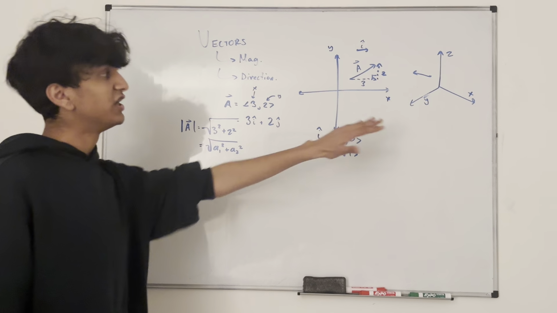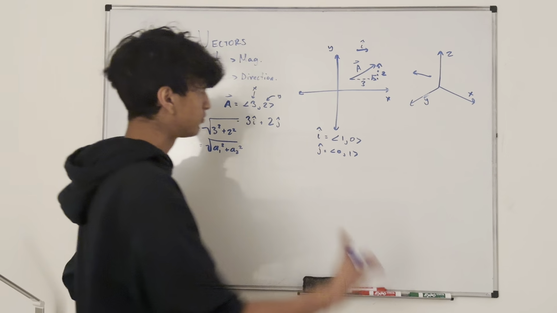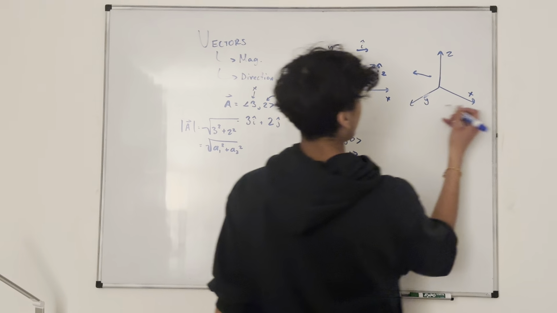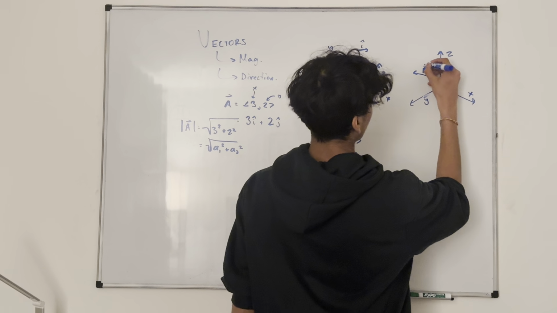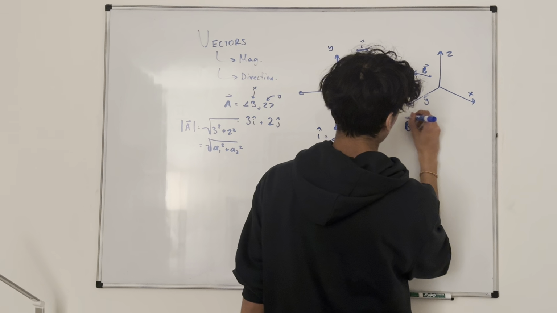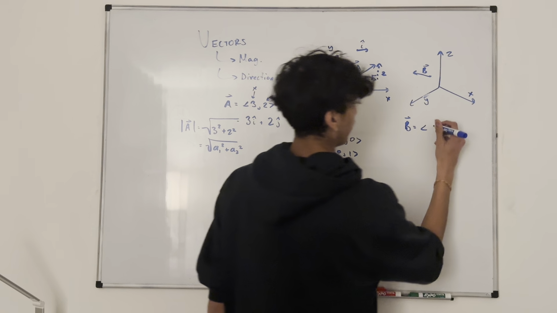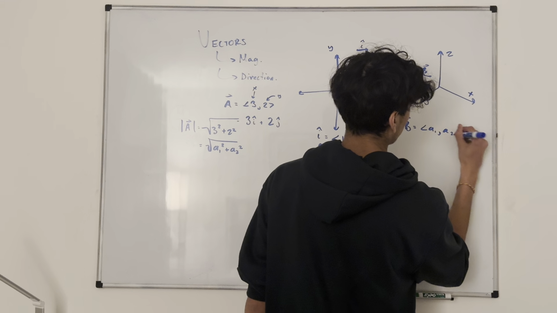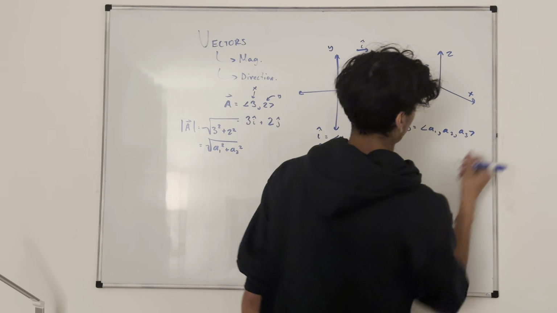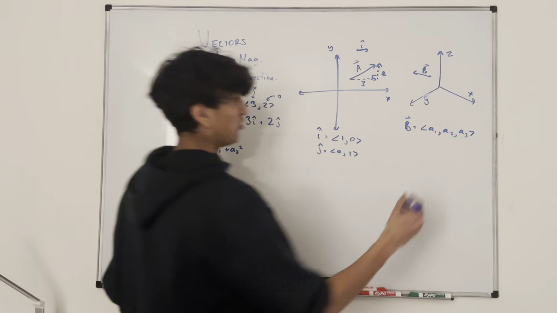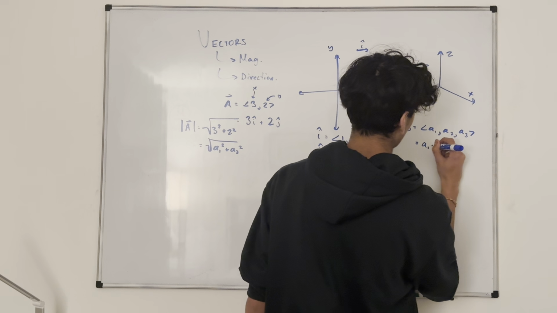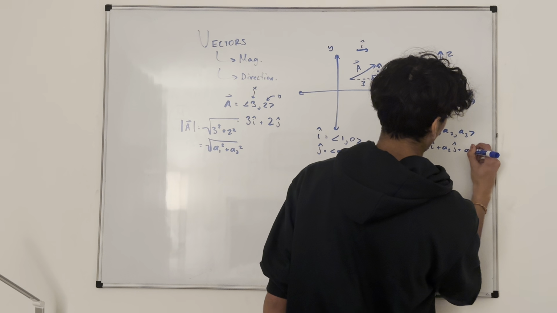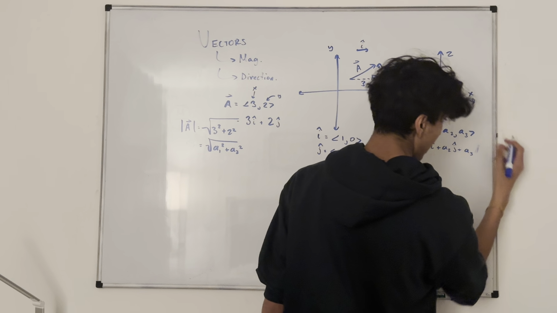If we're looking at 3-dimensional vectors, it's kind of similar. It's just a third dimension. If this is vector b, it would be equal to one component in the x direction, another in the y direction, and a third in the z direction. Those are the 3 components. I can also write it as a1 i hat plus a2 j hat plus a3 k hat. Whoa.